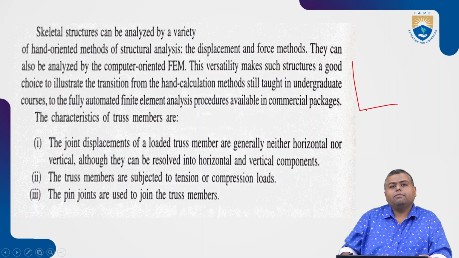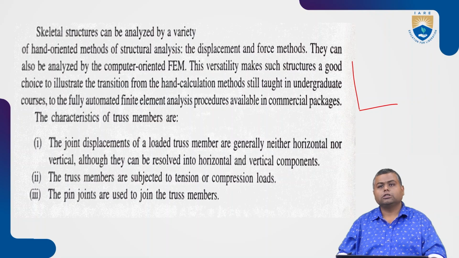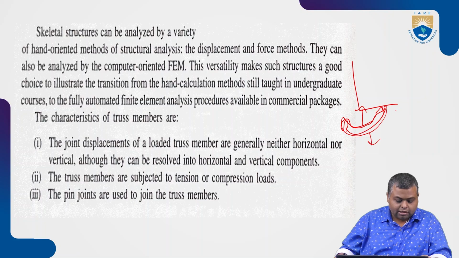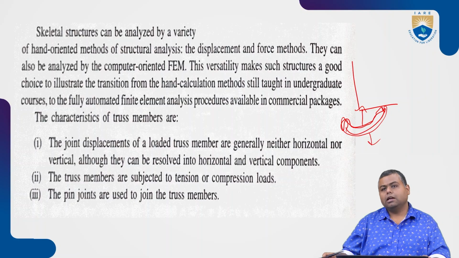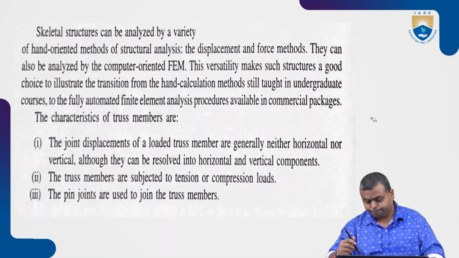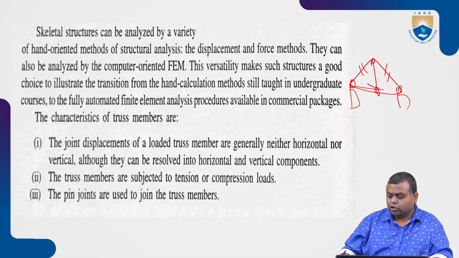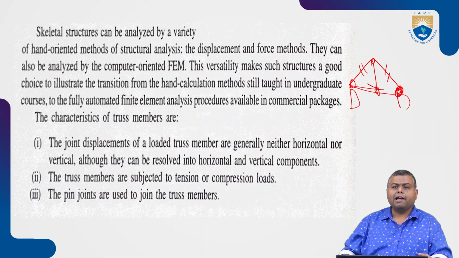Next, the second property of the truss element is that it is subjected to compression as well as tension types of loads. One side will take compression, the other side tension. Pin joints are used to join the truss elements. So if I say this is one truss element, these are all called pin joints and these are all members. Generally removable pin types are used to join the truss elements.